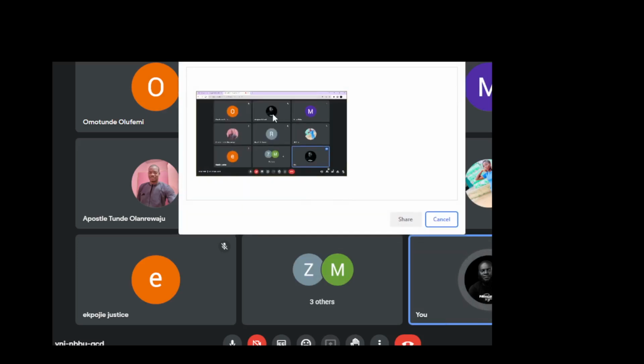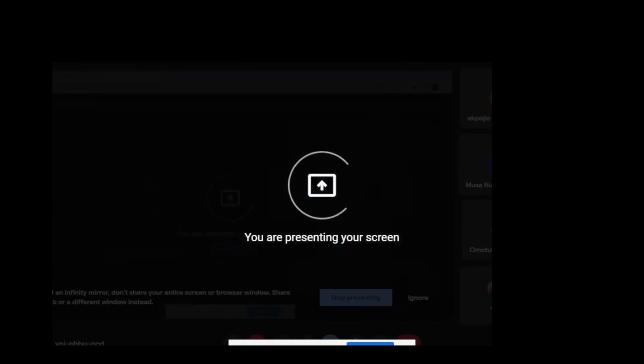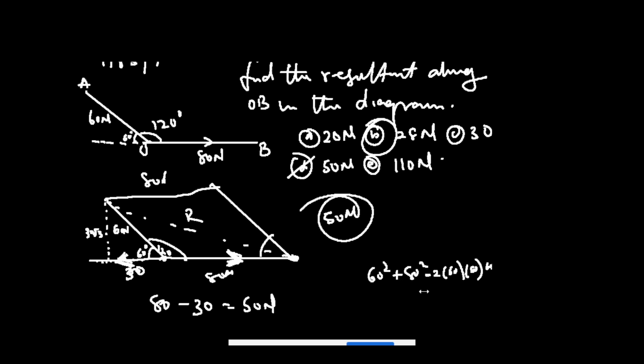We commence tonight's class from where we stopped, and so far, if I'm not mistaken, we have been able to cover up to 4 topics. Can you guys see my screen now? Yes, sir. All right, so this is where we stopped in the afternoon, under vector and scalar. And I'm glad that the majority of us were able to answer the questions that were posted on this particular topic.